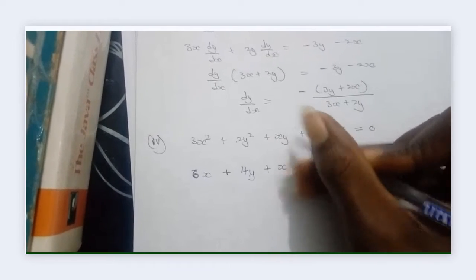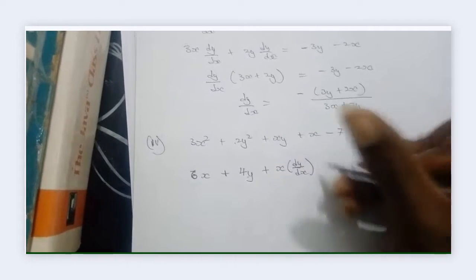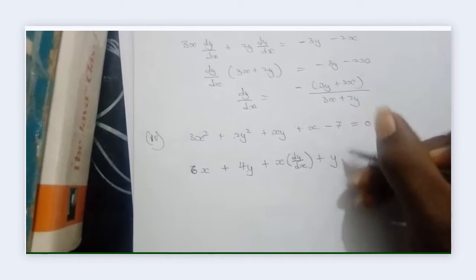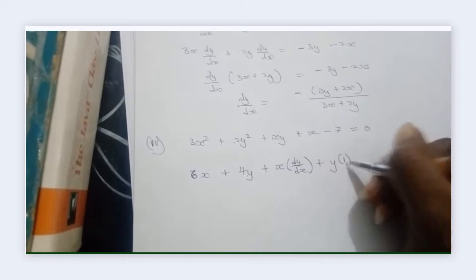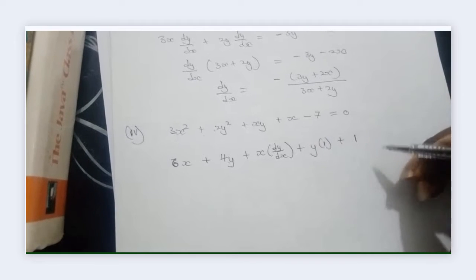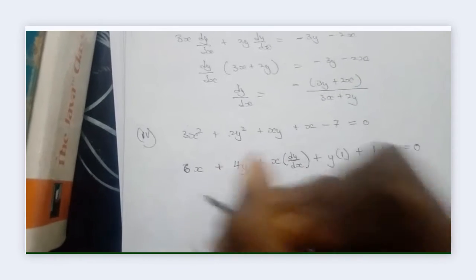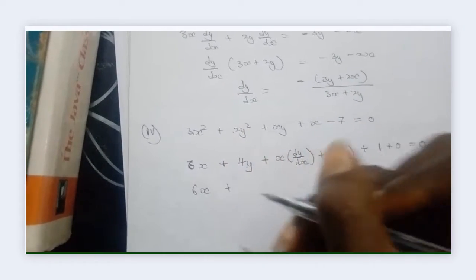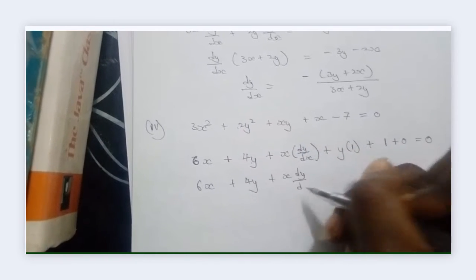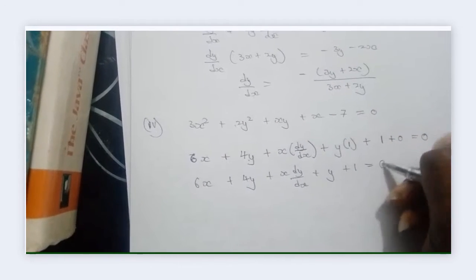So, plus this one, you write x first, differentiate the second one, which is 1 dy over dx, right? Close bracket, plus this first one, write the second one, then differentiate the first one, which is 1, plus differentiate x, we have 1. Differentiate minus 7, that's plus 0 equals to 0. So for this, we have 6x plus 4y plus x dy over dx plus y plus 1 equals to 0.